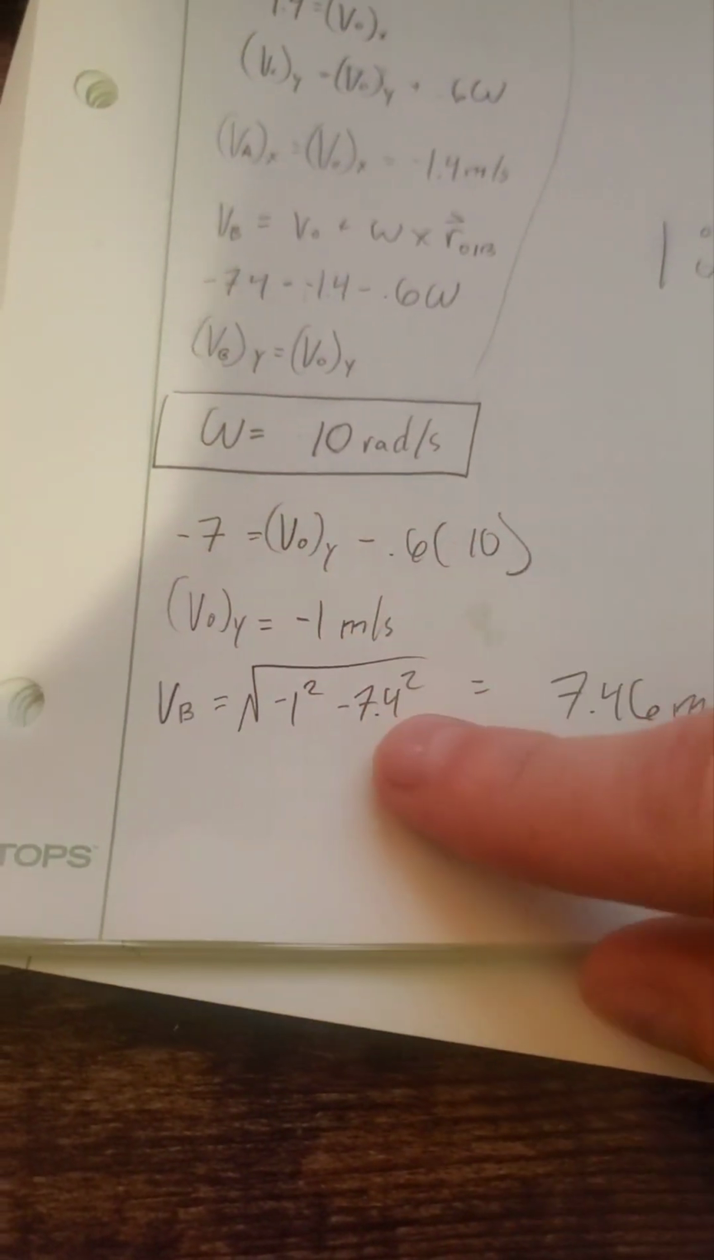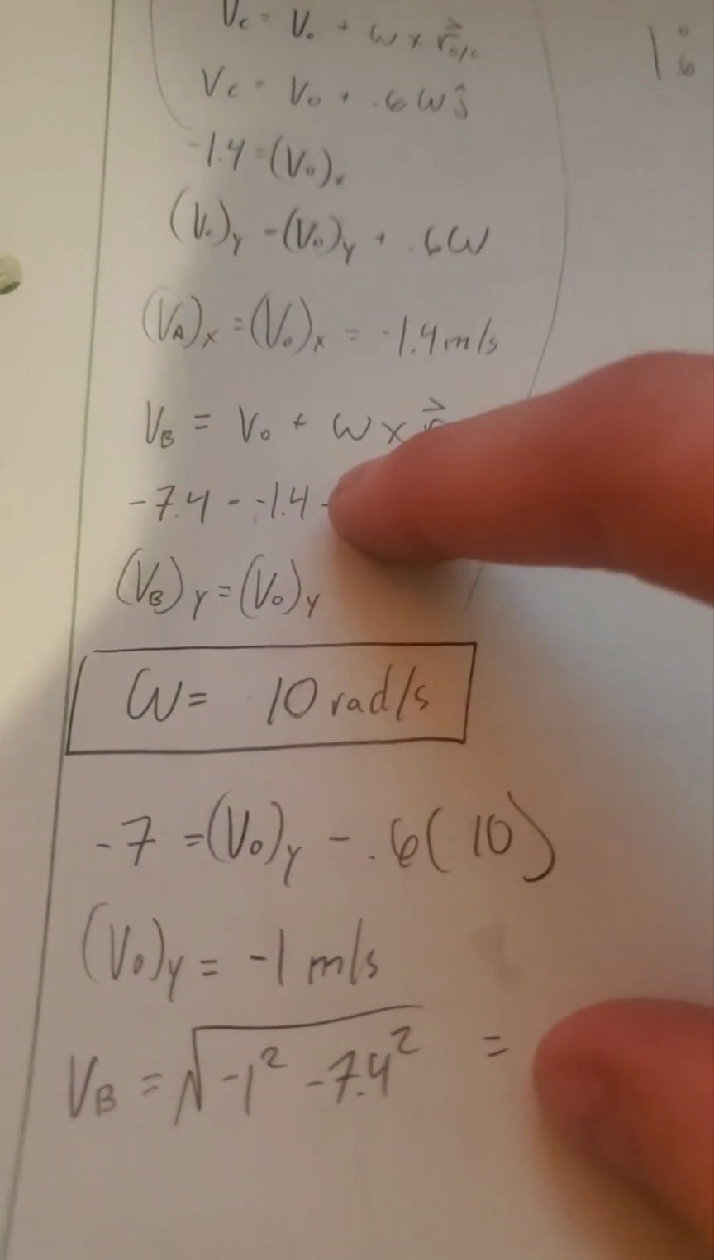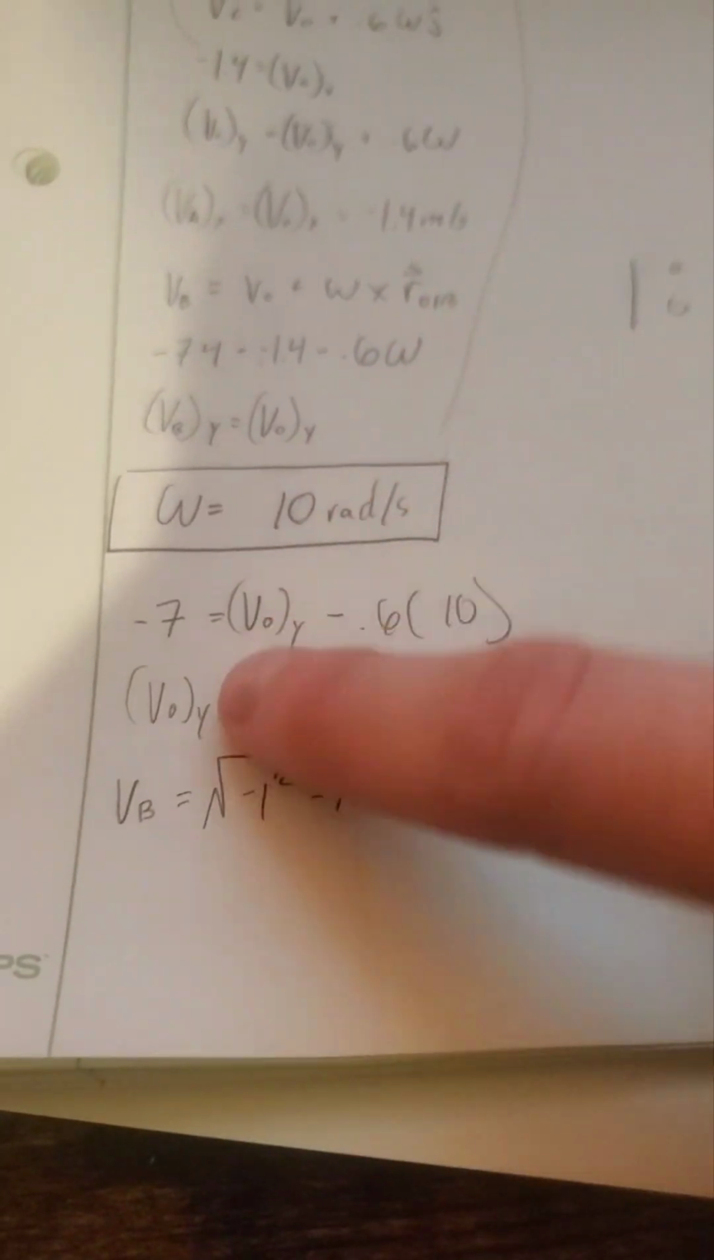So it gives us the negative 7.4 already, so we just need it in the y direction, which we solve for right here. So we know that they're equal in the y direction. Using the vector addition, you can just solve for the magnitude and the angle. So pretty simple.